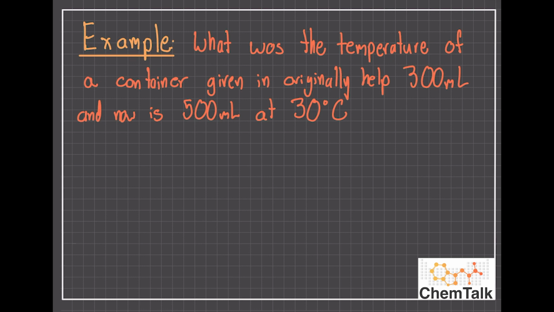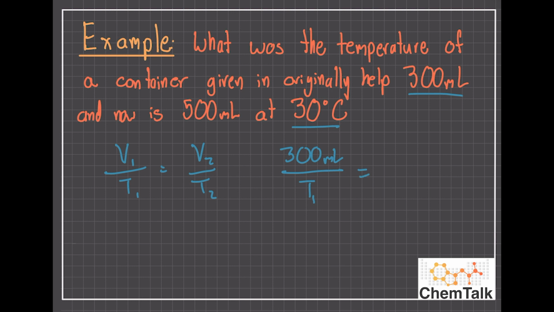What was the temperature of the container, given it originally held 300 milliliters and is now 500 milliliters at 30 degrees Celsius? All right, so in this problem, we're given volume and we're given temperature. So we know this is going to be Charles' law. All right, so we're going to write out the Charles' law equation. Let's see, it is V1 over T1 equals V2 over T2. All right, and then what do we know? We know originally our volume was 300 milliliters, and we're trying to solve for what was the original temperature. So we're trying to solve for T1.